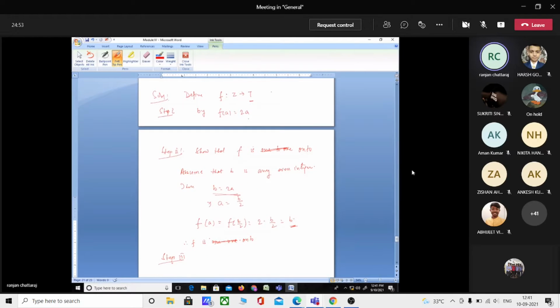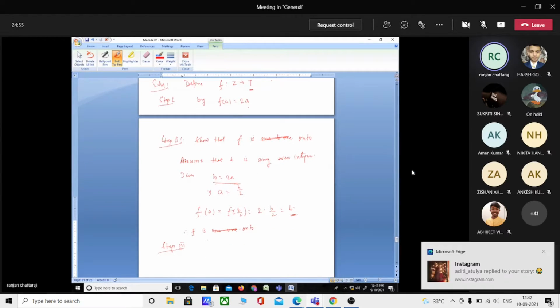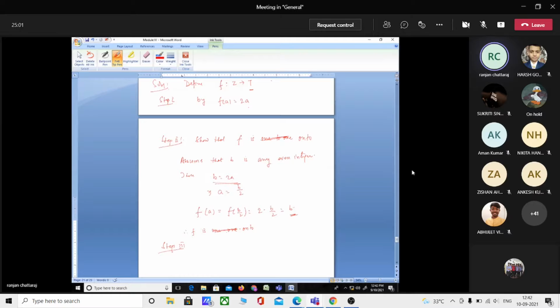Everybody try this one. What is the meaning of one-one? If we are considering two different images, then the pre-images are also different. So what do you do? Slow and steady. Try that to prove it. F is one-one. So how to check it? Suppose you take two elements. Suppose F A1 equal to F A2.